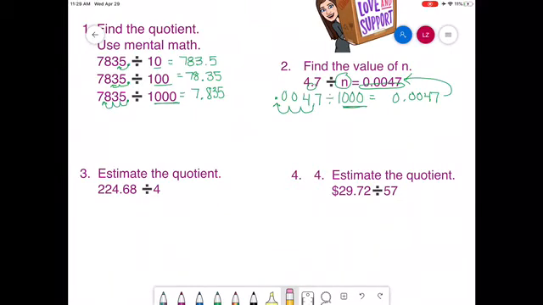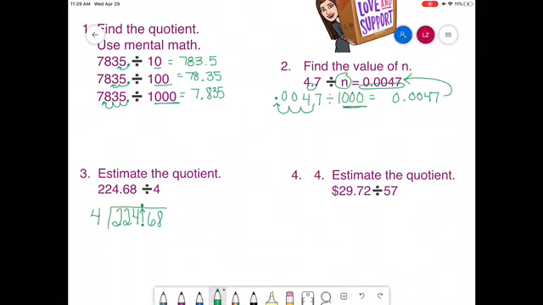Okay, let's do this together. Let's do this first by using place value. In order to use place value to estimate a quotient, we are going to take 224 and 68/100 divided by 4. First step, always in division of decimals, is to get that decimal point moved up into the quotient. We're going to keep everything lined up this way.